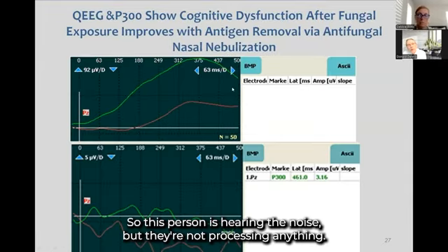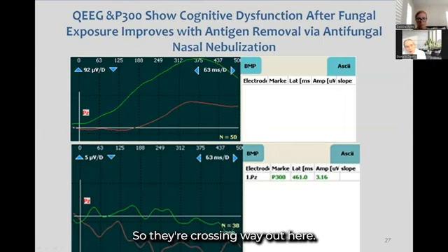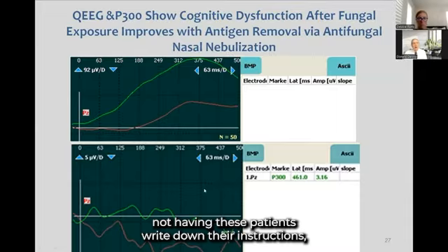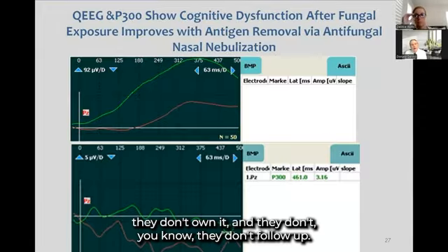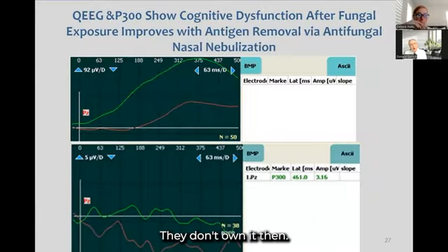So this person is hearing the noise, but they're not processing anything. All right, so then this one has a 461 of 300, so they're crossing way out here. We found out that if we're not having these patients write down their instructions, they don't own it and they don't follow up. You could give it to them all printed out nicely on paper, and they don't own it. They only own it when they write it. So we have them write it down.